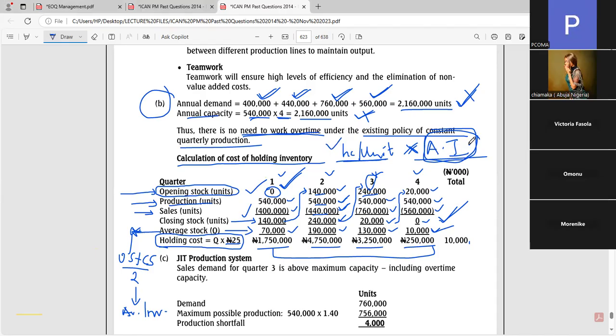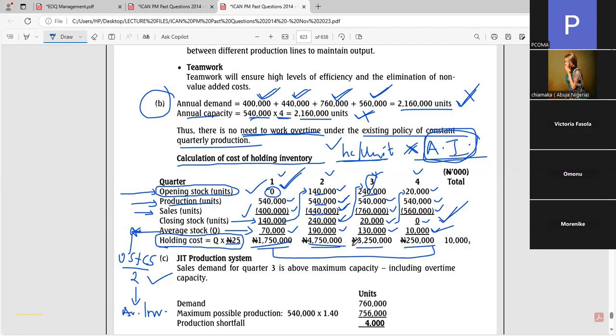But average inventory, they told us that we should use opening stock plus closing stock divided by 2. They will not tell you the question, but you already know that the formula for average inventory is opening stock plus closing stock divided by 2. So we have to prepare an analysis that will give us what our opening stocks are and what our closing stocks are. Once we did that, we had our average stocks given to us here, and we multiplied it by the 25 naira. That gives us our holding cost.